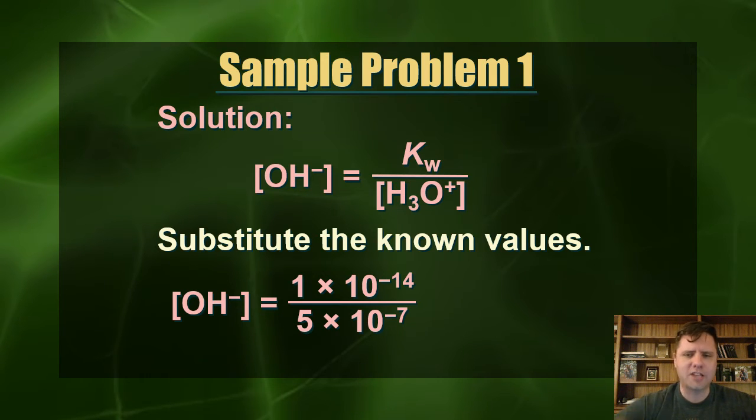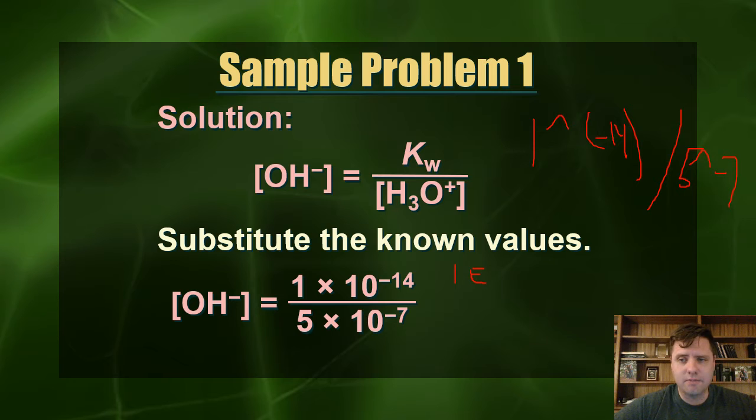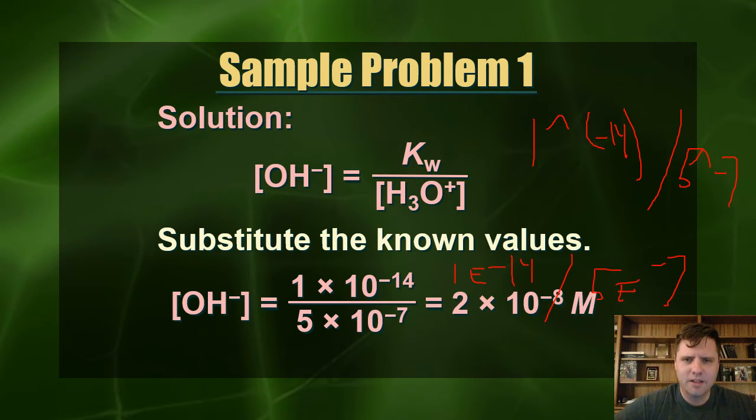So you just do one exponent. You might have to use the E key on your calculator, or if you have a graphing calculator, you can use the caret, and then write in parentheses like this, and then you would use the division symbol, and then 5e or caret negative 7. So either way, if you're typing on a scientific calculator, 1e negative 14 divided by 5e negative 7, and you should be able to get the answer of 2 times 10 to the negative 8 molar.